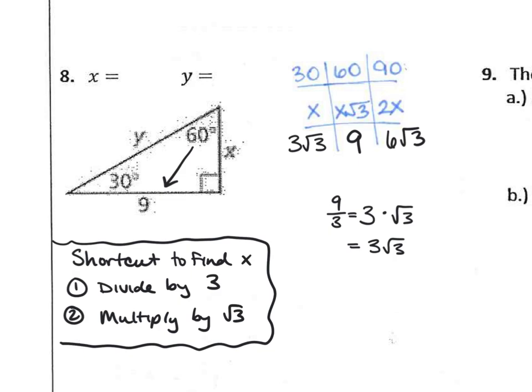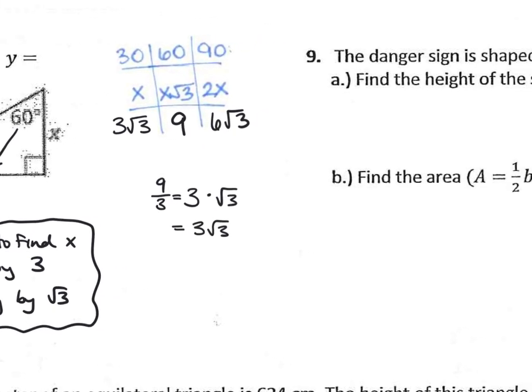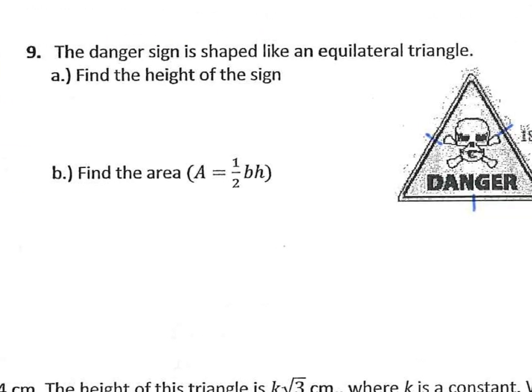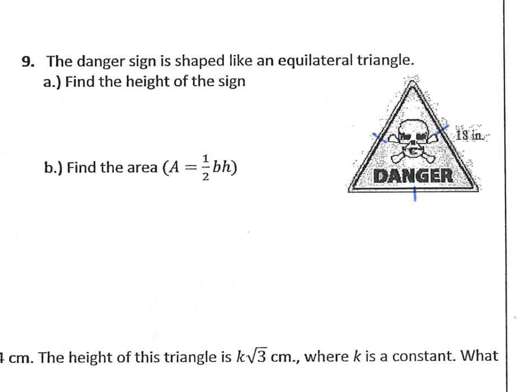Let's see a real life problem. So this is one where we'll answer in actual decimals. It says this danger sign is shaped like an equilateral triangle. It wants me to find the height of the sign. So I'm wanting to find, let me use a color you can see, this height right here.